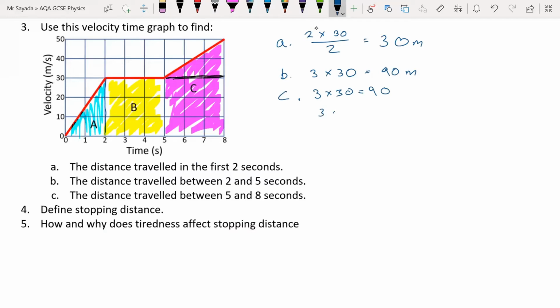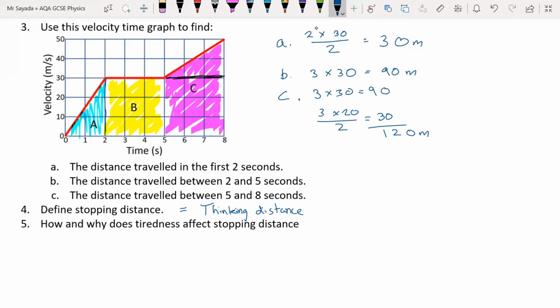So that is the time. So in the time that it takes to react, the reaction time, if you do reaction time times speed, that gives you the thinking distance. So that's the distance that you travel in the time it takes for you to react to the problem in the road, plus the braking distance. So that's the distance that you travel from the moment that you press the brake until the moment that you stop. Finally, how and why does tiredness affect stopping distance?